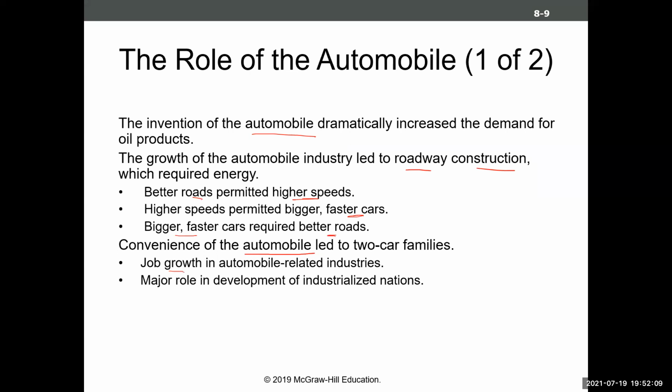What's also interesting is when you get automobiles, you now have job growth in automobile related industries, because now everybody's getting automobiles, and so more and more need to be made. The demand's higher, but it also has a big role in the development of industrialized nations, especially in terms of being able to commute. Because before automobiles, people had to live in the cities in order to work in the city. But now, because you have an automobile, all of a sudden you can live 30 minutes away, an hour away, and still commute to work and be able to profit, even though you're using energy and gas in order to commute to work.